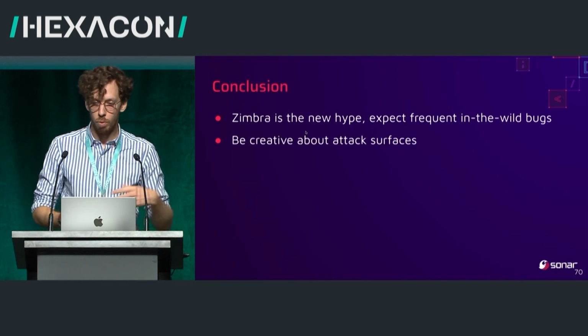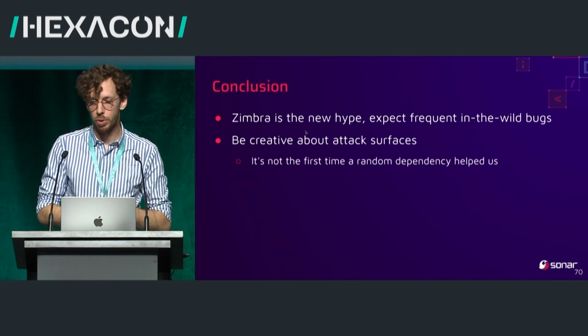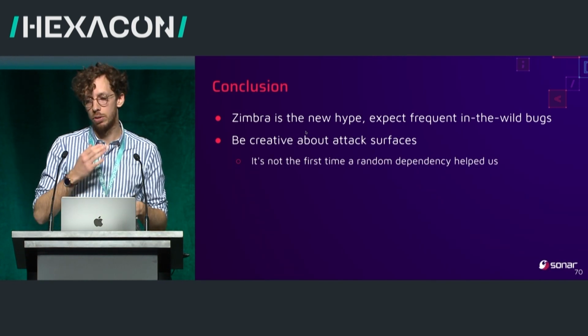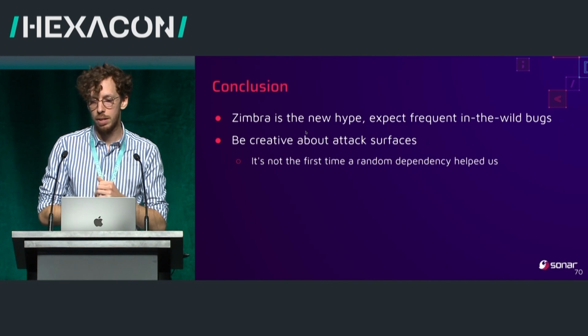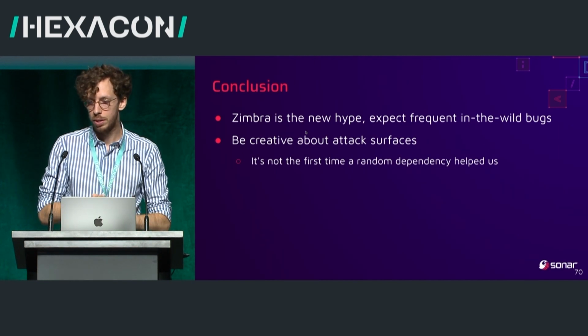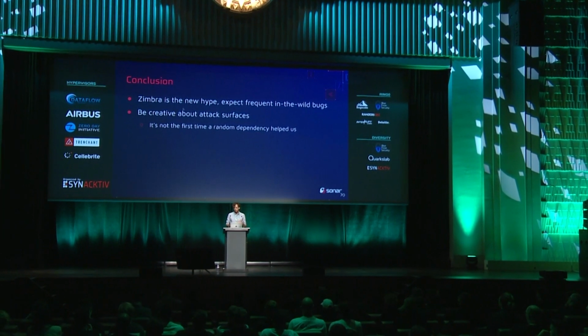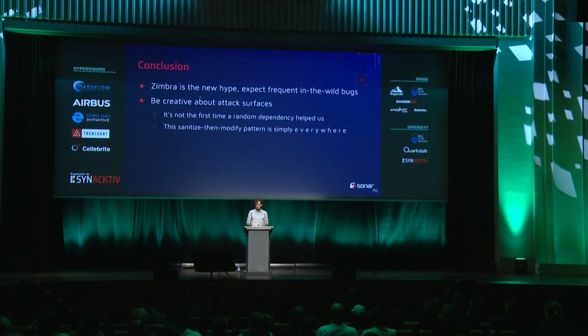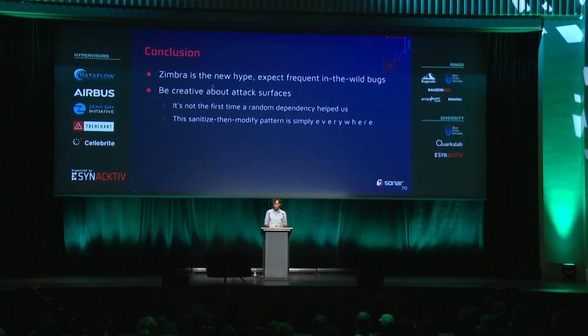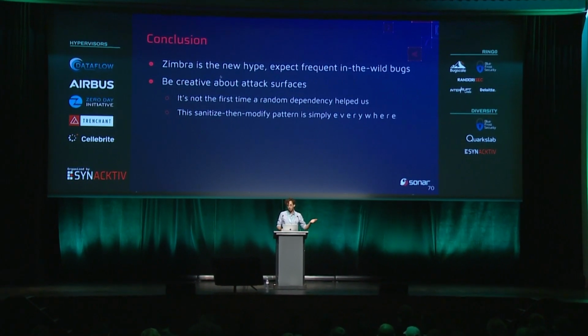And on the research side, being creative about attack surfaces really makes sense. In that case, trying to armor the Java backend for days, it drove Simon crazy. So sometimes switching to other attack surfaces makes sense, and it's not the first time that a random dependency helped us. In that case, Unrar. You would maybe not expect to find a bug in Unrar, but if you find it, you can burn it in Zimbra, and it just works.